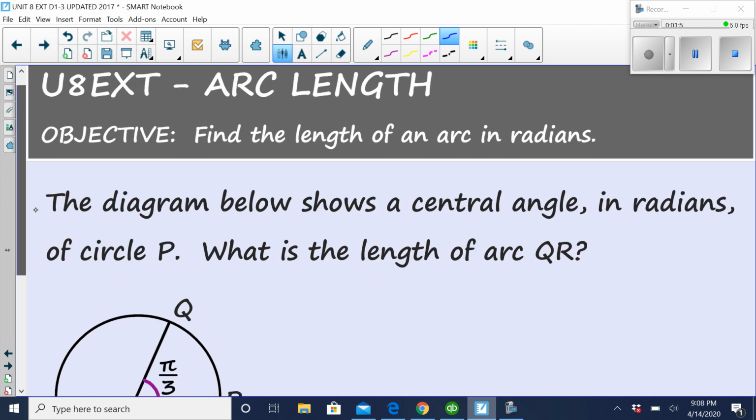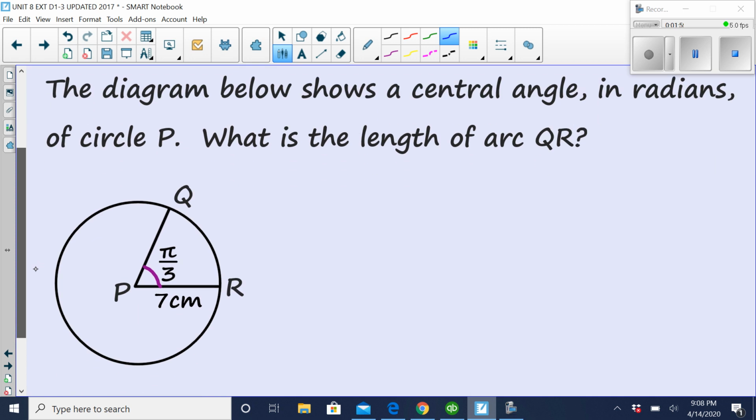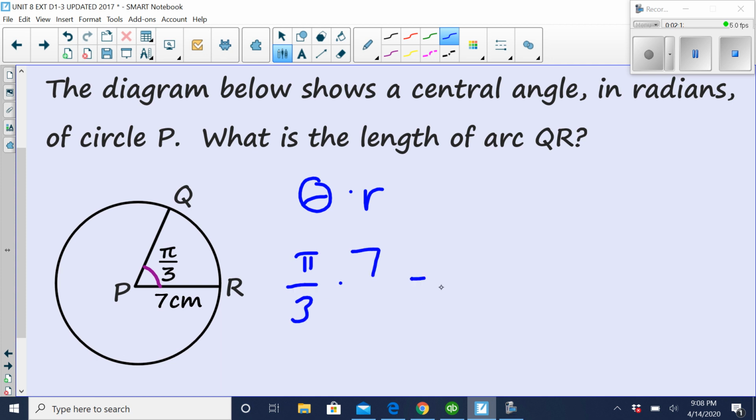The first one says the diagram below shows a central angle in radians of circle P. What is the length of arc QR? What we said on the last slide is we're going to take theta times r. This time theta is pi over 3, and we're going to multiply by 7. When I multiply fractions, remember this is like 7 over 1, so I go straight across. Pi times 7 gives me 7 pi, and 3 times 1 gives me 3.